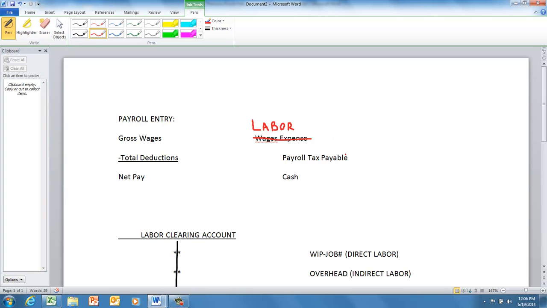We're still going to credit payroll tax payable for the payroll taxes that were withheld. We're still going to credit cash for the net pay.